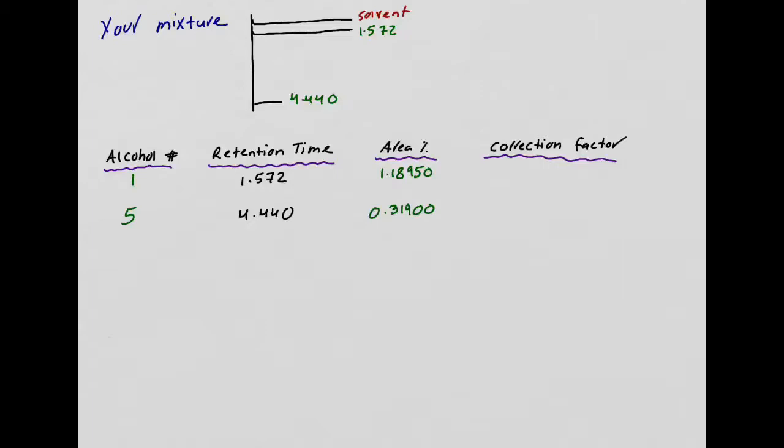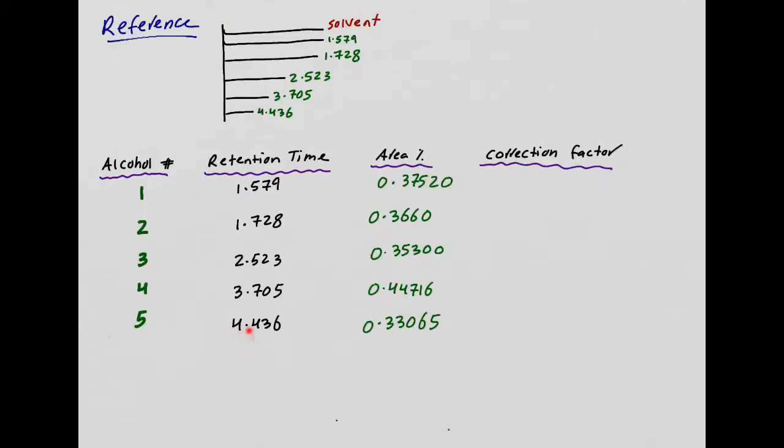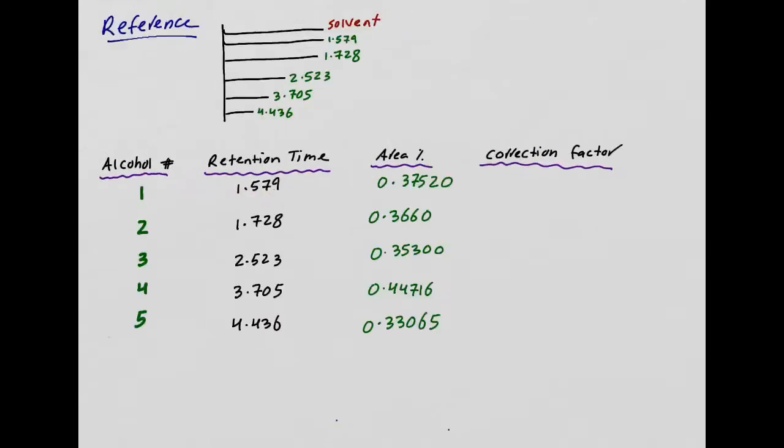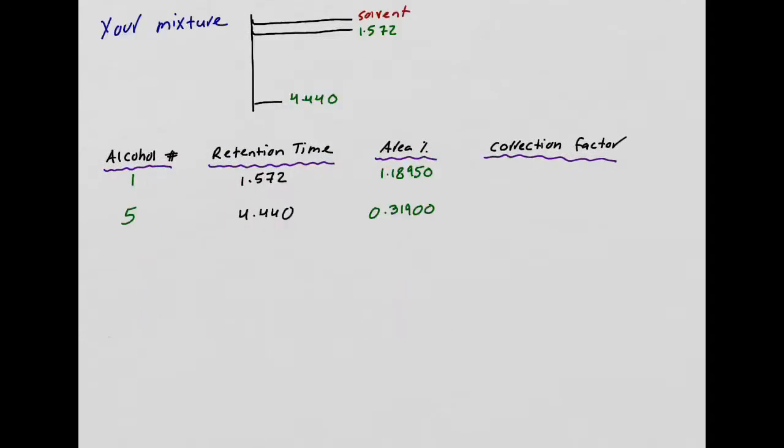Now, this one is 4.440. This one is 4.436. This one is 1.572. This one is 1.579. They're slightly different. And that's kind of expected because GC is very sensitive. You inject these at different times. There are different injections, so there are different parameters. And because of that, you expect these values to be slightly different, but they're still very, very close to each other.